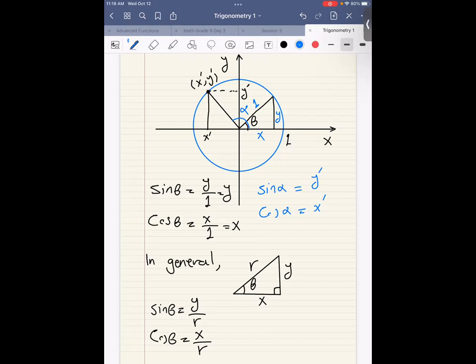How about in the fourth quadrant? X is positive. But y is negative. Right? So that means cosine is positive, but sine is negative. So this is the first thing I want you to remember. And you don't have to memorize. You just have to look at this unit circle. Okay?